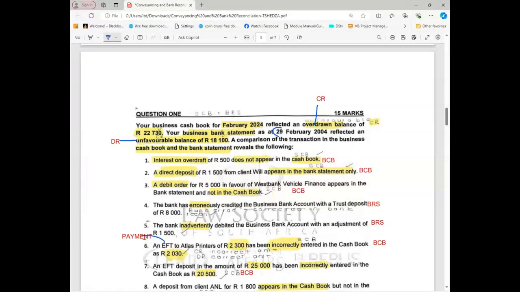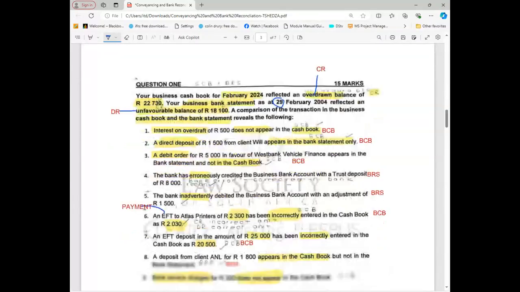Make sure that the balance is at the end of the month, because next time they can give you two balances for the bank statement. The other one at the beginning, the other one at the end. You must always take the one at the end. Yes, it must be the one at the end for the bank statement.